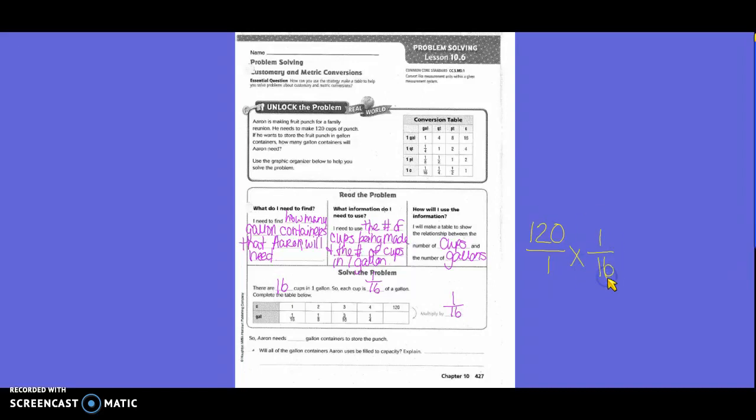1/16. Can I reduce before I start? Yes, those are both even numbers. So what goes into both of those? 4. Okay. You know, at least 2, right? Because they're even numbers, but 4 does go into both of them. So how many times does 4 go into 120? 30. 30 times. And 4 into 16? 4.